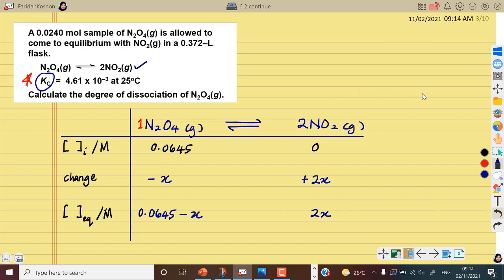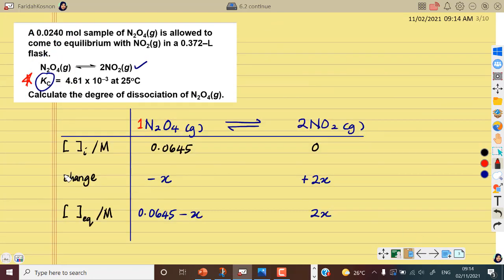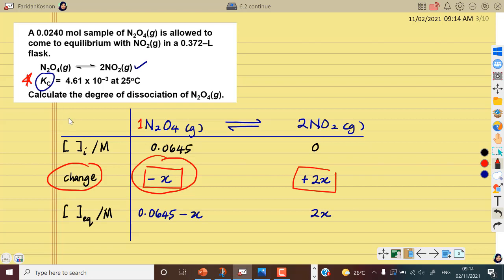But to calculate the degree of dissociation, remember what formula we want to use? We want to use the change in concentration of N2O4. So if we refer to this reaction table, where is the change? Here. So we have to solve for X, to calculate the degree of dissociation. We will use this later. But how do we find X? We have to use the Kc expression in order to solve for X, because you are given the Kc value.